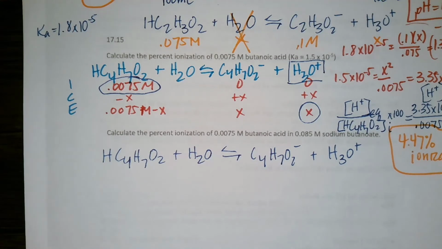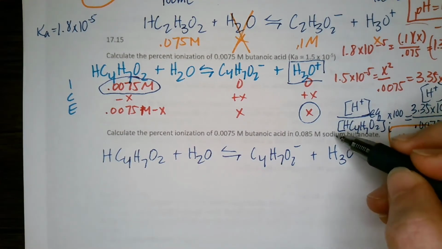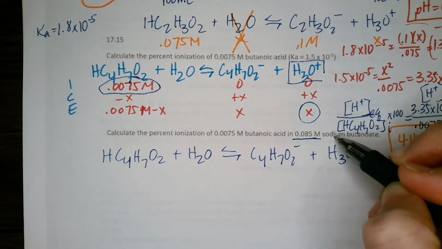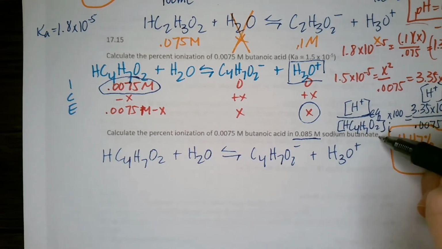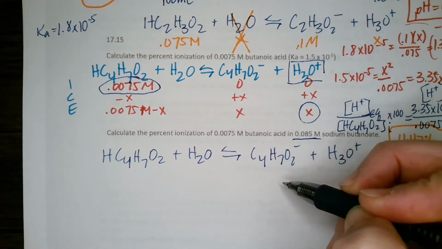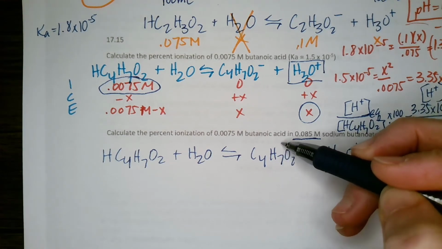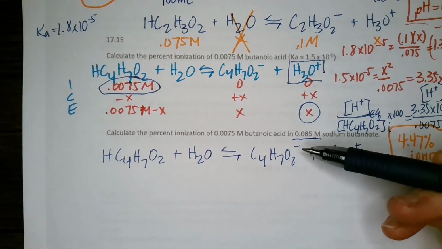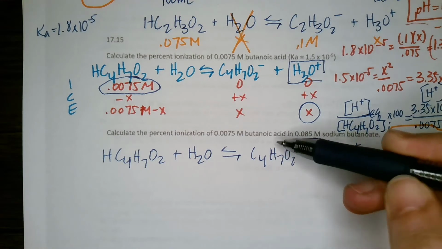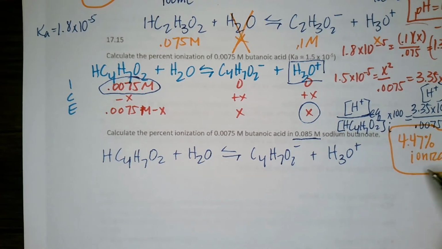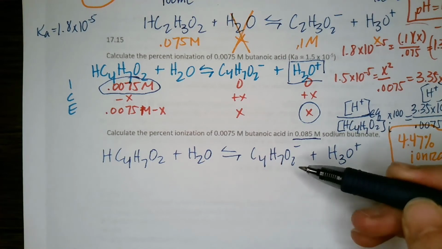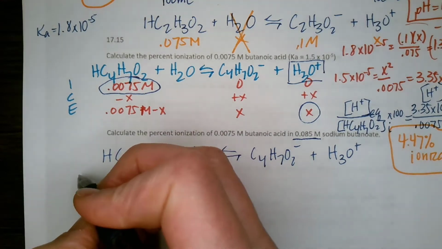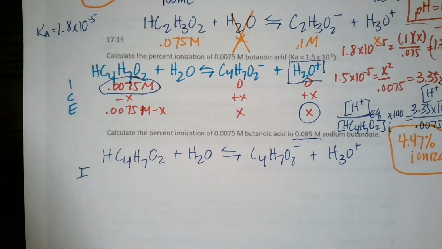Now, remember this sodium butanoate salt is a strong electrolyte, so it's going to 100% dissociate. So I will have 0.085 molar of sodium ions and 0.085 of butanoate ions. So I have more butanoate ions. And Le Chatelier says if I increase my ions, it's going to push my equilibrium to the left, so the acid ionizes less. So my ionization should go down, right? We're going to use up these ions and push back to the left. So let's see what we have here.